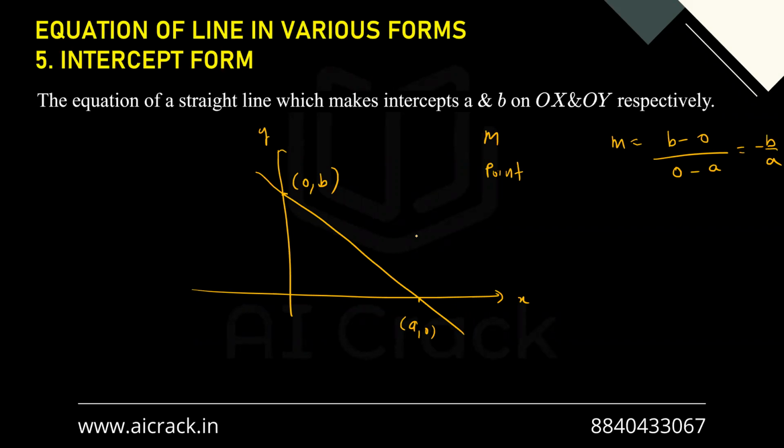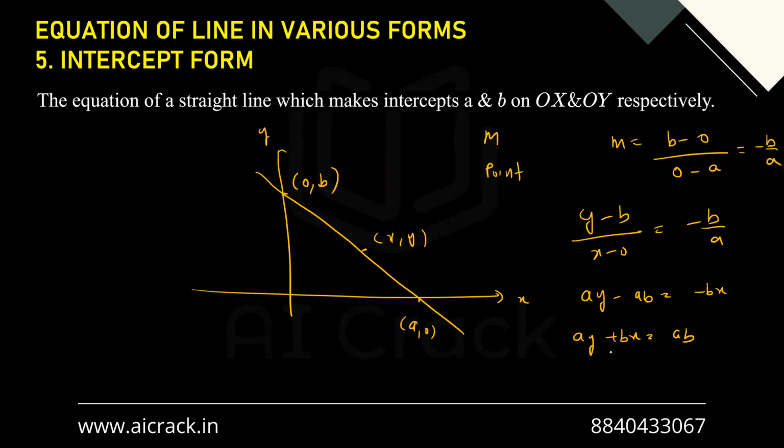So let's try to write the equation. Let's assume one variable point x comma y over here. So (y minus b) divided by (x minus 0) equals minus b by a. That would give me ay minus ab equals minus bx. So that would become ay plus bx equals ab. Now dividing by ab, I'll get y by b plus x by a equals 1. This is what we wanted. So this is the format we have to use for the intercept form.